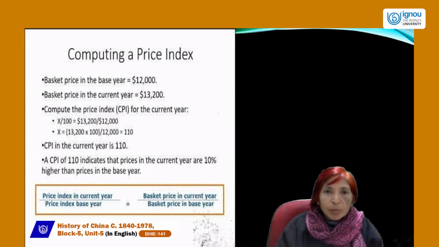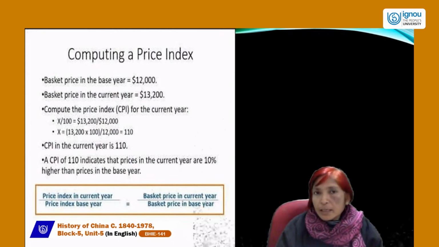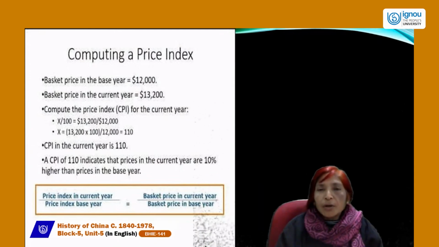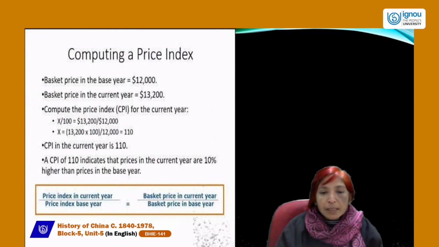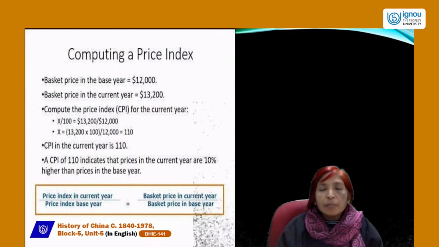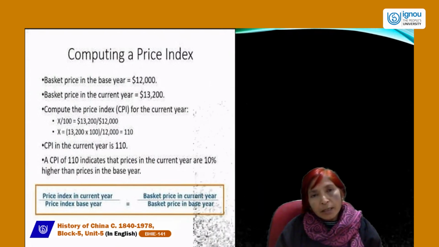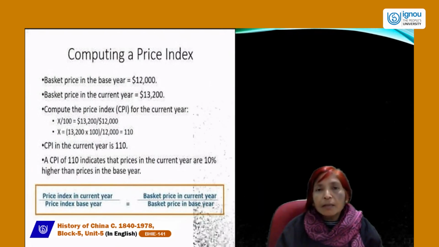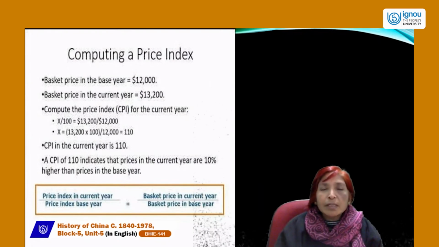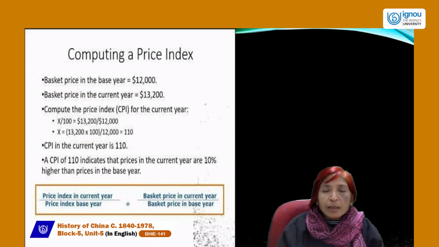By using this formula, price index in current year divided by price index in base year. Or second, if basket prices in current year are given and basket prices in base year are given, then we can use this formula: basket price in current year divided by basket price in base year. And here basket means the total amount of goods and services which a consumer buys at the particular price which is prevailing in the market.